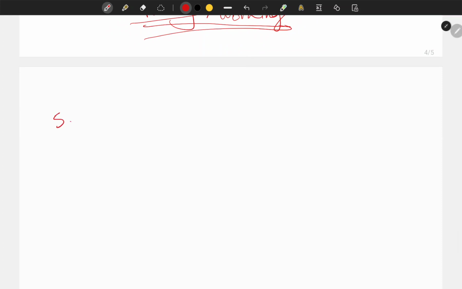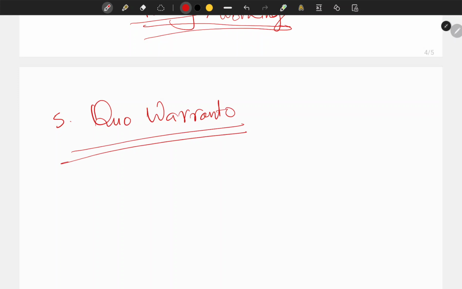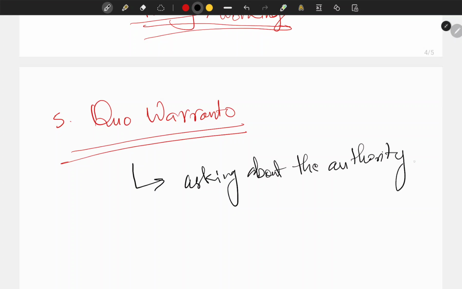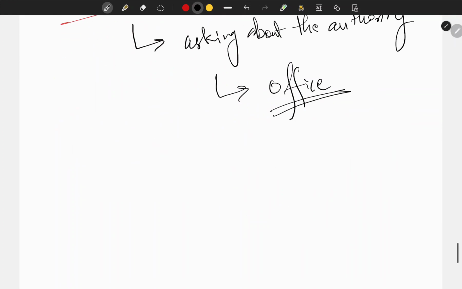Okay. So last but not the least, we have the 5th, quo warranto. What is this? It is asking about the authority of a person to hold a certain office. Say I become an IAS officer someday, or you become an IAS officer someday. One has the right to know by what authority this person is holding this position.